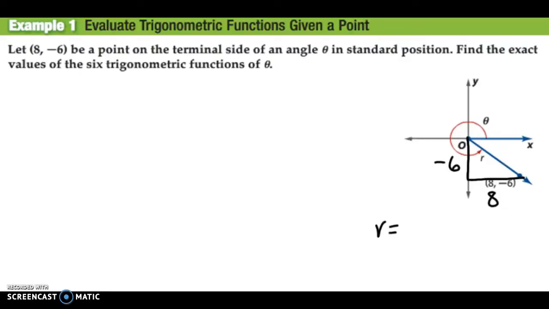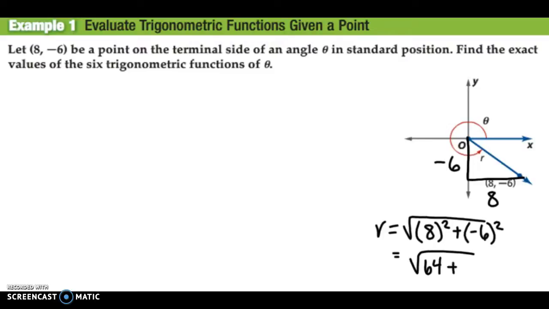To find r, it's equal to the square root of x squared plus y squared. So 8 squared is 64. Negative 6 squared is 36. Together that's the square root of 100, and you know the square root of 100 is 10. So our r is 10. There's our triangle. Now we need to find the 6 exact values, which always means a fraction, for the 6 trigonometric functions of theta.